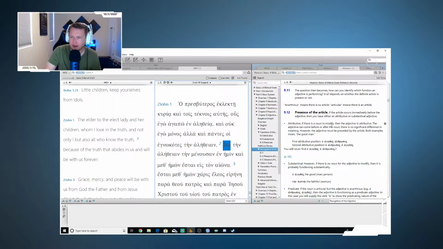If there's a noun to modify, then the adjective is attributive when the article is present. Adjective can come before or after the noun. There's no significant difference in meaning. However, the adjective must be preceded by the article. Both examples mean the good man. First attributive position, the good man. The man, the good. This is second attributive position. So because of the remaining truth in us.